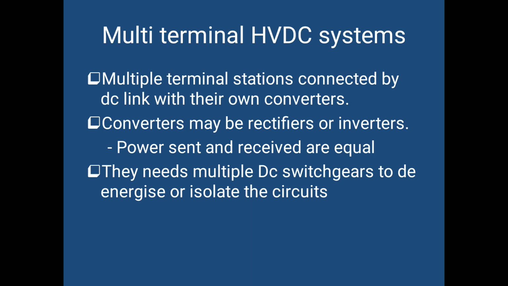In multi-terminal HVDC systems, we cannot use AC circuit breakers on the AC side because it will de-energize the whole DC network instead of isolating the specific line having a fault or scheduled maintenance. Therefore, an MTDC system requires multiple DC switchgear that can safely de-energize or isolate circuits in the case of maintenance work or fault clearance.